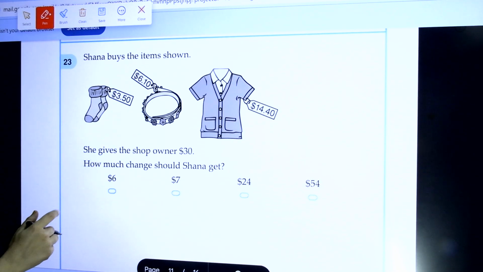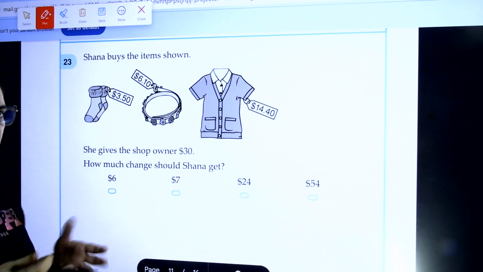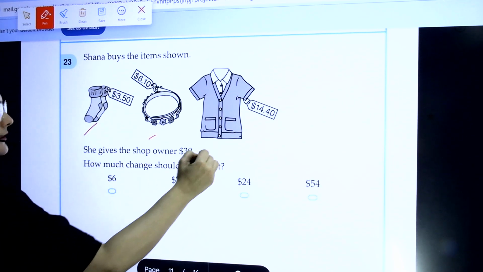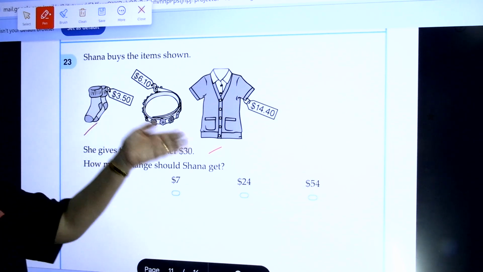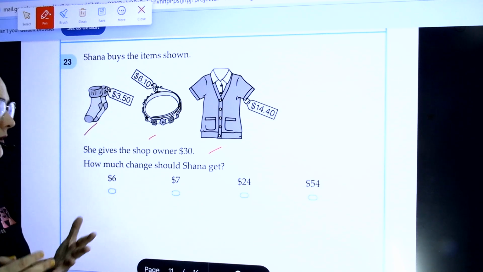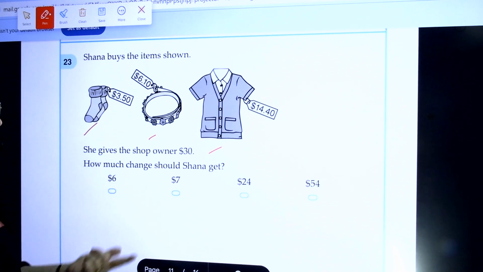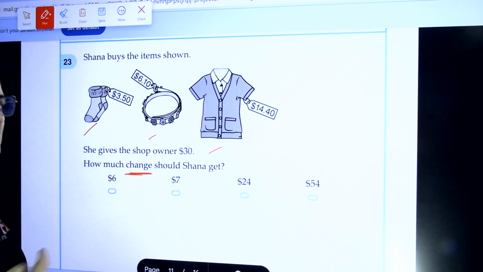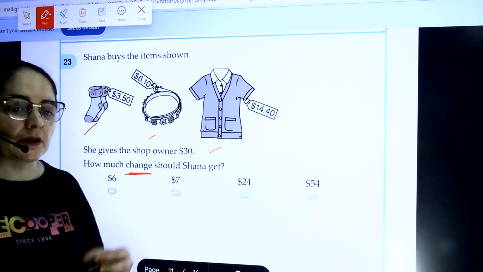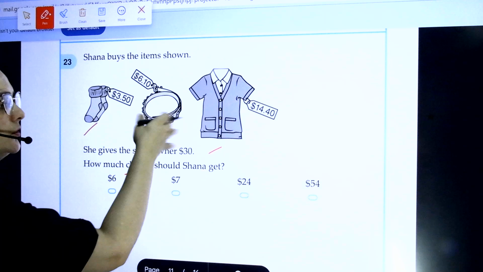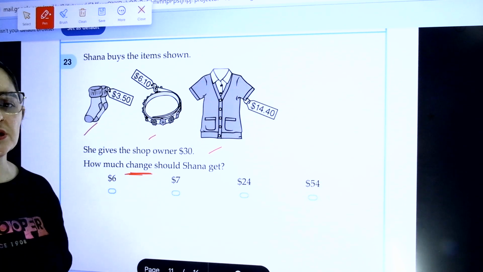So Shana buys the items shown. She bought a pair of socks, a bracelet and a shirt. For that she has to pay money. These are the price tags given. She gives the shop owner $30. How much change should Shana get? This is a change question. In change, we have to subtract the total cost of all the items that she's buying from the money that Shana is giving to the shopkeeper.